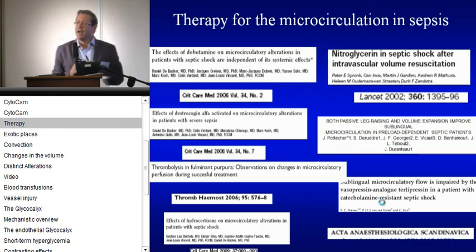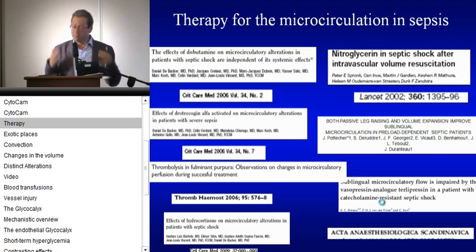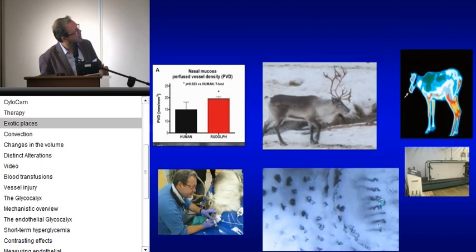And since then, a lot of different studies with our introduction of these devices have looked at the microcirculation as a therapeutic target, especially in sepsis, where distributive shock is most rampant and is the most difficult to correct. But we've also gone to more exotic places.